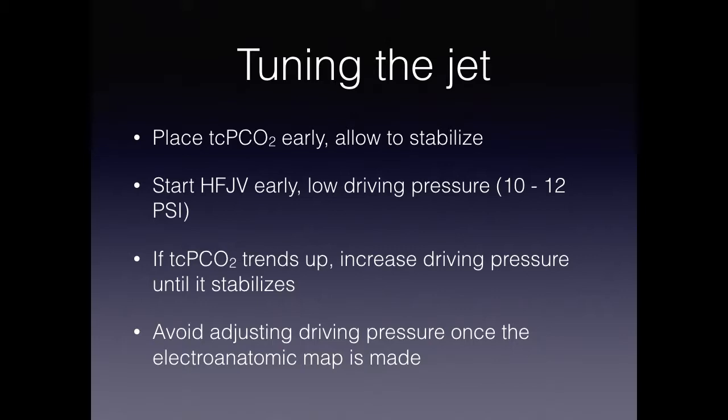The big thing is I don't want to adjust the jet ventilator once they've built the map. They build this electroanatomic map, and if you start playing with the jet ventilator after that point, you're going to shift their map, and then they're going to be saying, hey, what happened to our map? So once you've tuned the jet ventilator, you can keep looking at the transcutaneous if you want, but don't respond to it. Just stick with what you have.